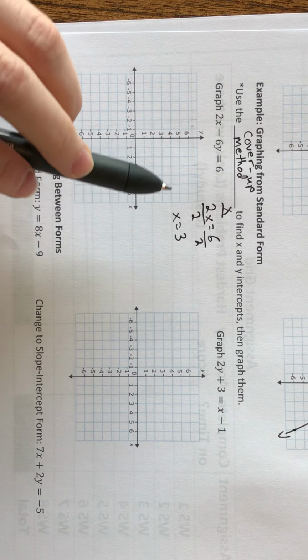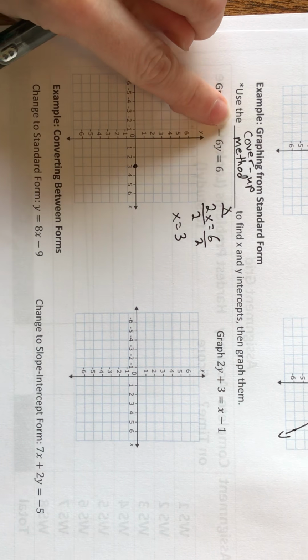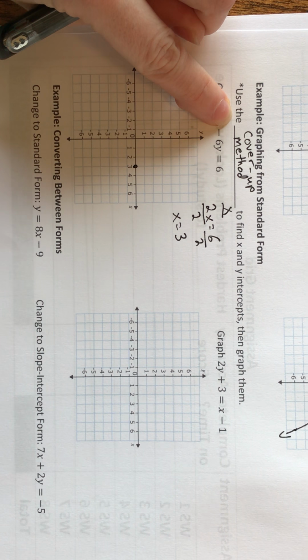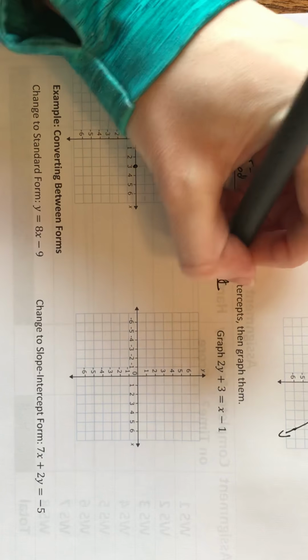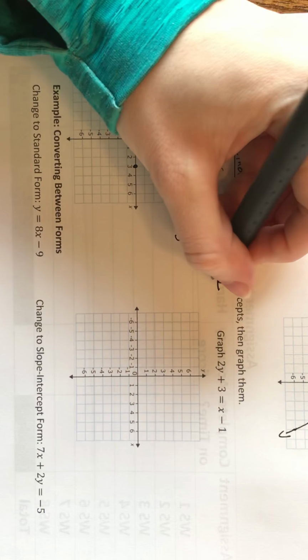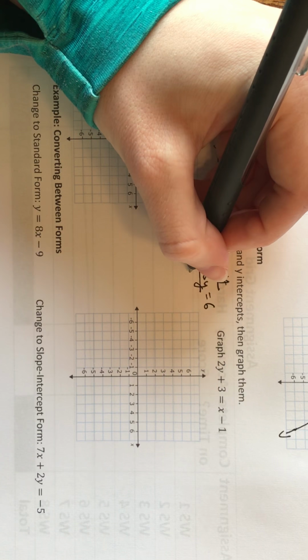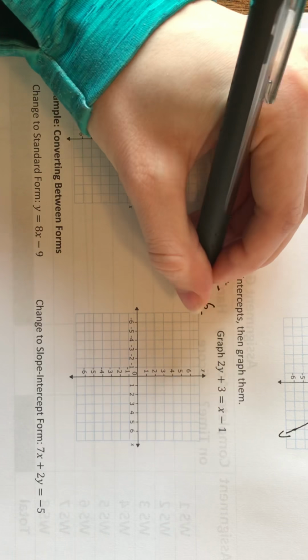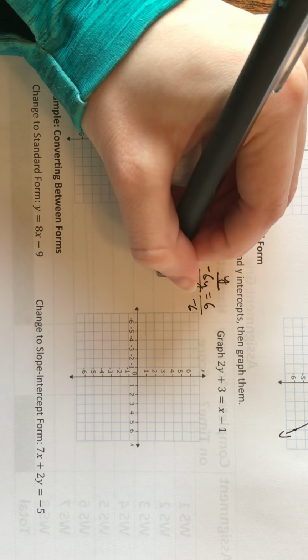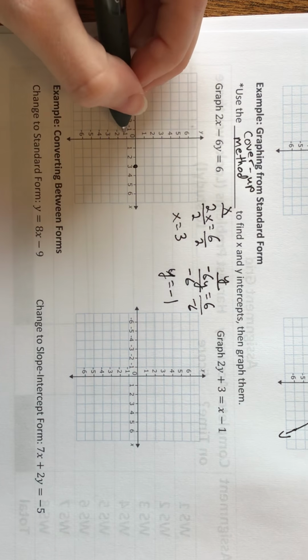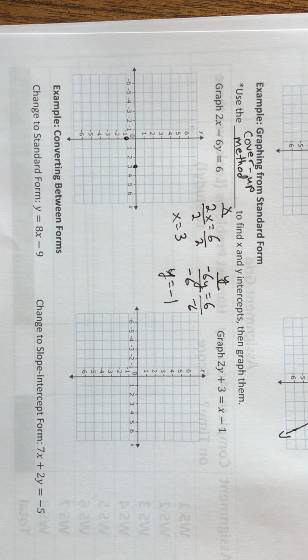For our y-intercept point, we can do the same thing. We're going to cover up the x. We're not going to cover up the negative sign in front of the 6y. That's part of the y term, and we need to keep that. So to find the y-intercept, that's going to be negative 6y equals 6. Divide both sides by negative 6, and we get y equals negative 1. So our y-intercept is at negative 1 on the y-axis.